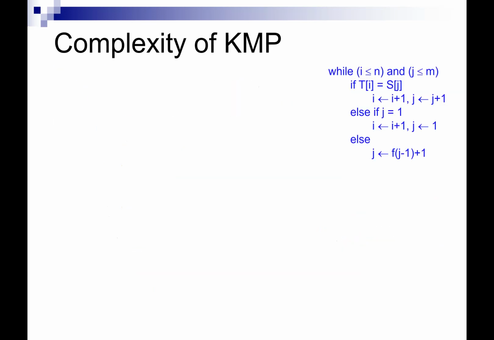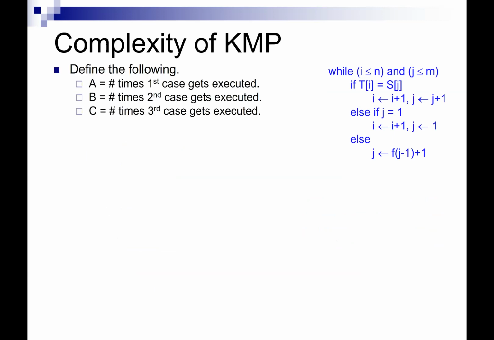Now we're going to look at the complexity of this KMP algorithm. To analyze complexity, let's define three numbers, A, B, and C. So we have these three cases for the KMP algorithm. A is just the number of times we run the first case. B is the number of times the second case executes, and C is the number of times the third case executes.